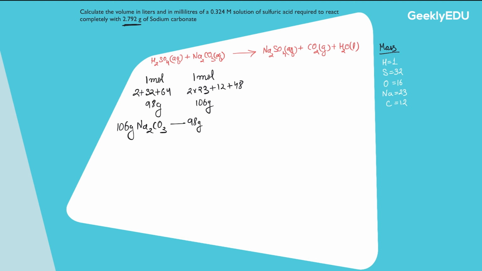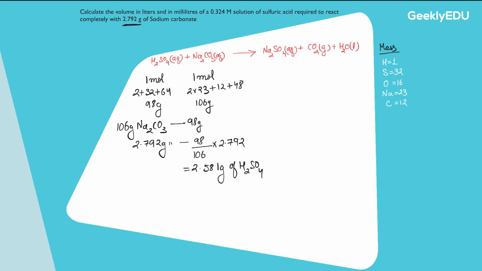Now remember, you have to calculate everything about sulfuric acid. So you will say 2.792 grams of Na2CO3 will require 98 by 106 into 2.792. This comes to 2.581 grams of H2SO4. Now the question was asking about volume in milliliters and liters.